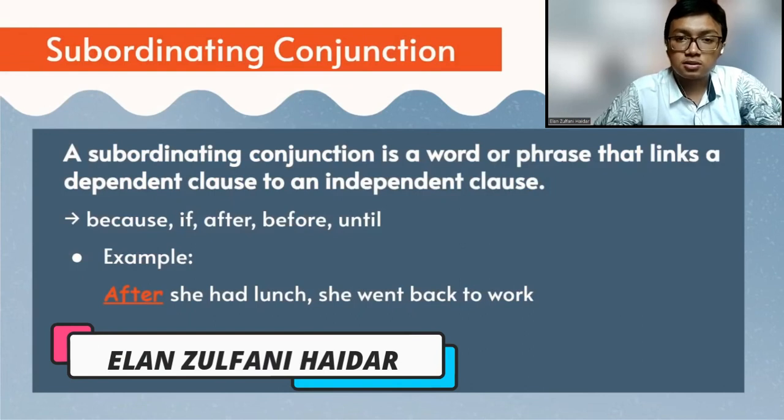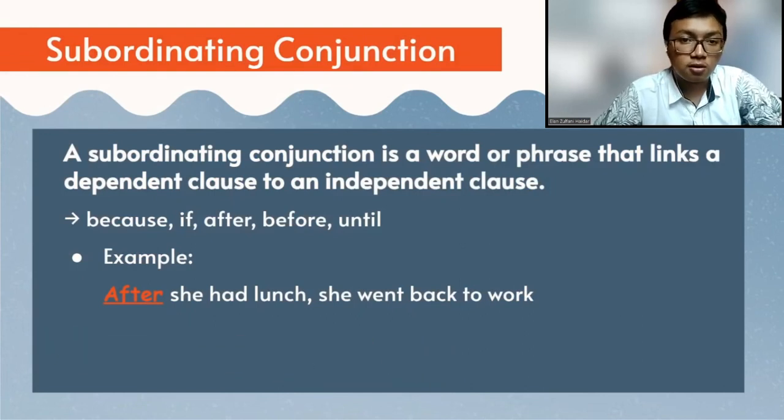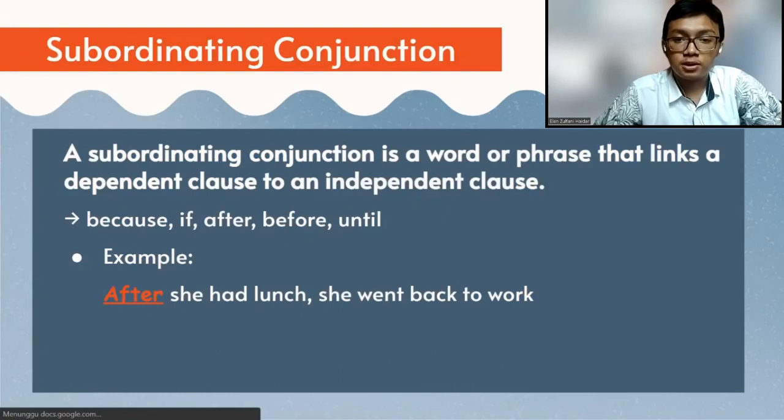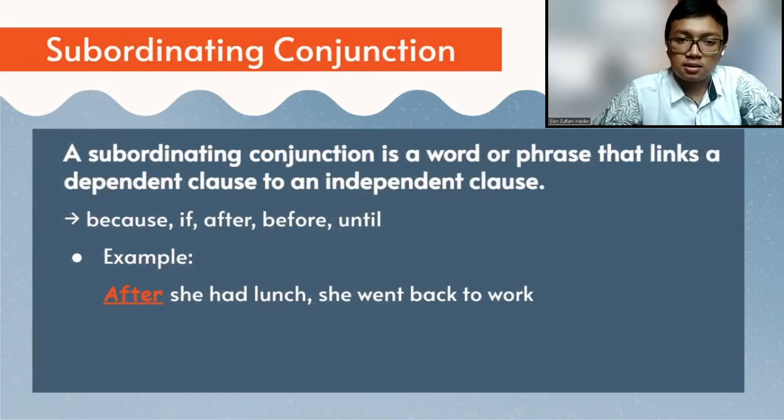When a dependent clause is used as an adjective or an adverb, we will use a subordinating conjunction or relative pronoun. Subordinating conjunction. A subordinating conjunction is a word or phrase that connects a dependent clause with an independent clause. Subordinating conjunctions will be used in adverb clauses. Some examples of subordinating conjunctions are because, if, after, before, until, and many more.